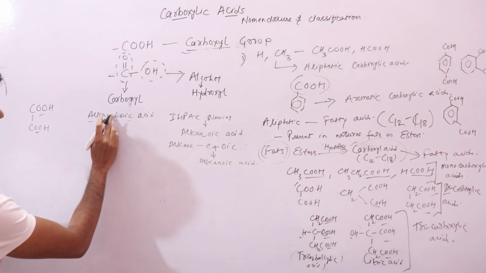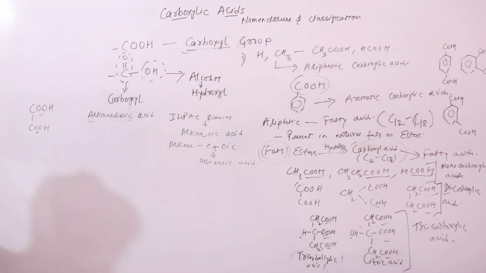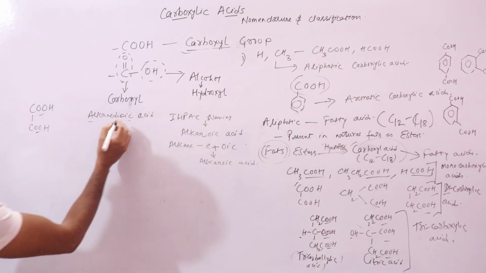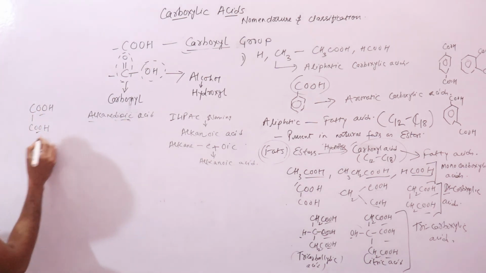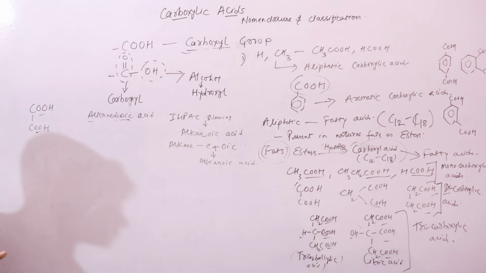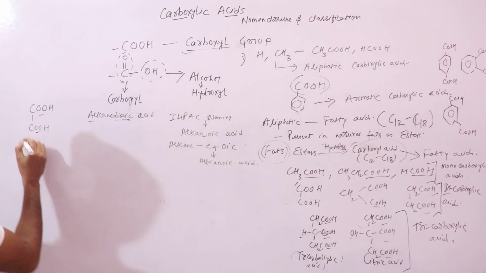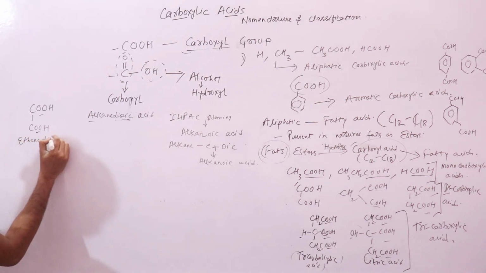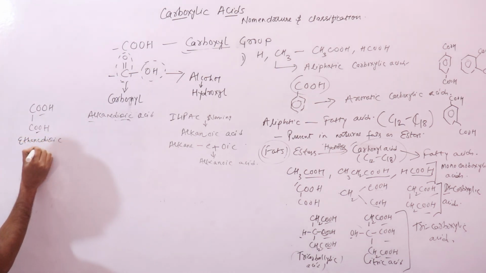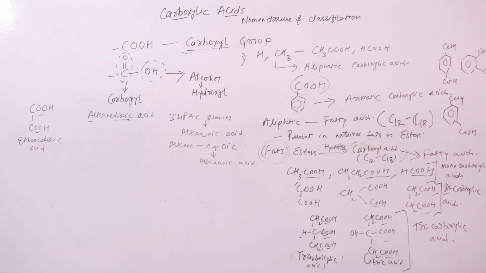Dioic means that it contains 2 carboxylic acid groups. So this contains 2 carbon atoms, 2 means ethane dioic acid. This is how you will name it. I hope this is simple.